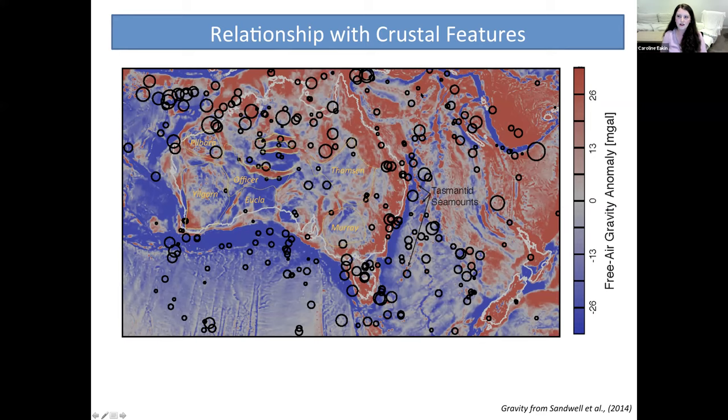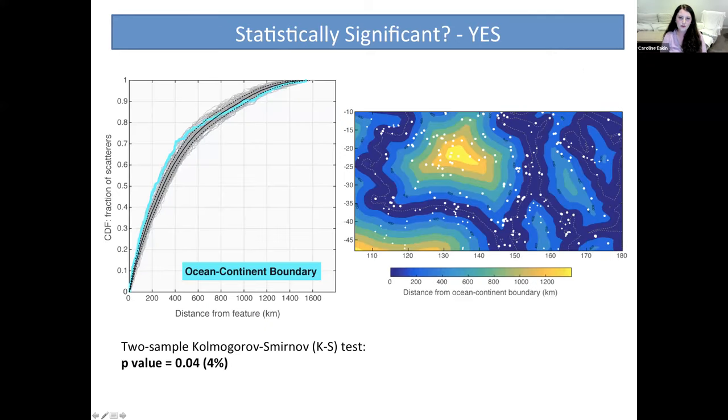So a question that came up in the review process for this work was, okay, there's this pattern, but is it actually statistically significant? If you took the same study area and just covered it in the same number of random points, would you expect to see the same correlation? And the answer is that in both cases, there are more scattering points closer to these features than you would expect by random. So that's indicated in these figures, and I'll just talk through them.